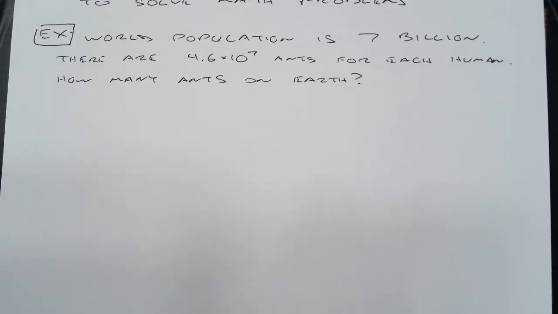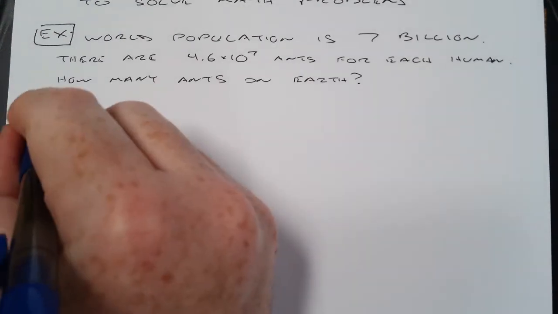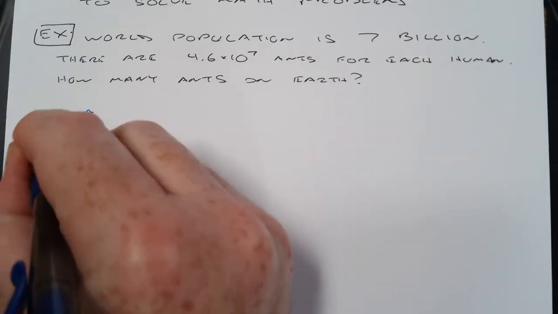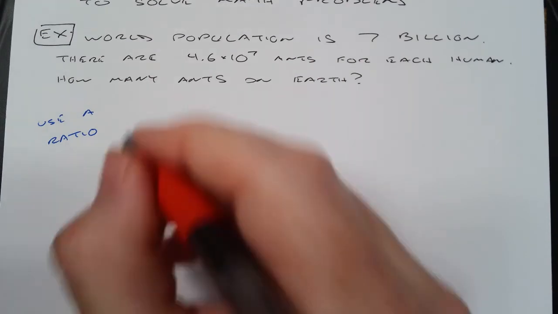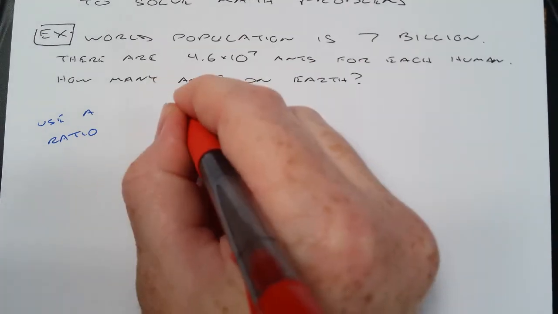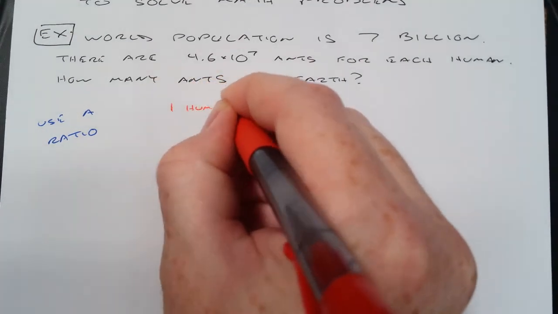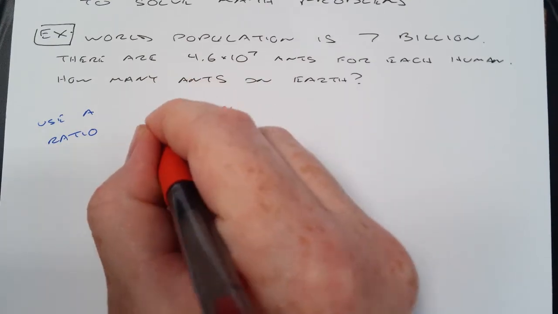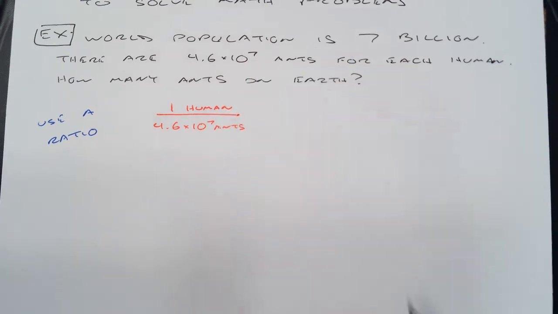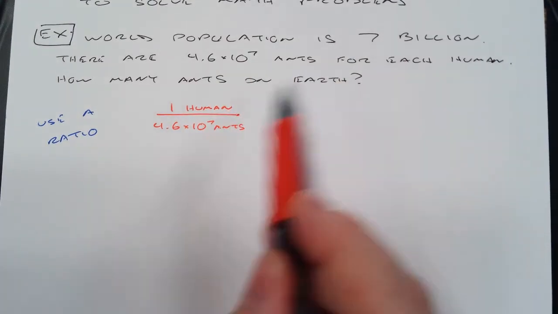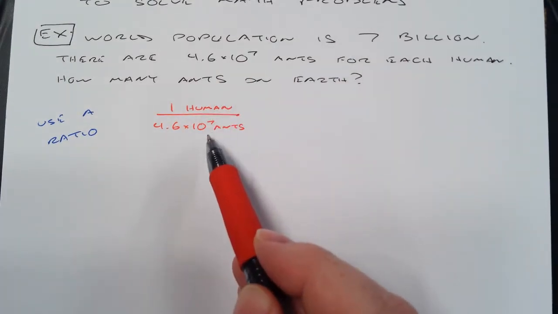Well, to solve this, what we should do, we should use a ratio. Now, I know you did ratio math in 6th and 7th grade, so let's use ratios to help us figure out how to solve this. We know that for every 1 human, there are 4.6 times 10 to the 7th ants. Tells us that in the problem. Each human, 1 human, means that many ants.